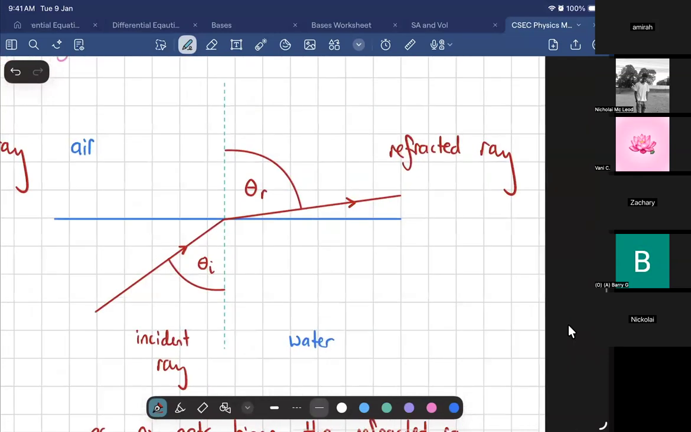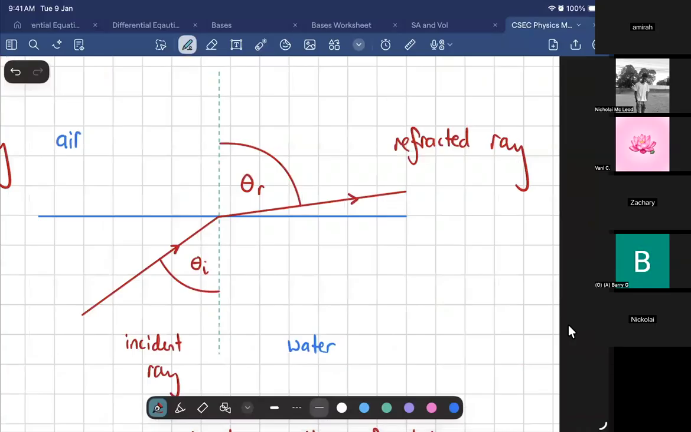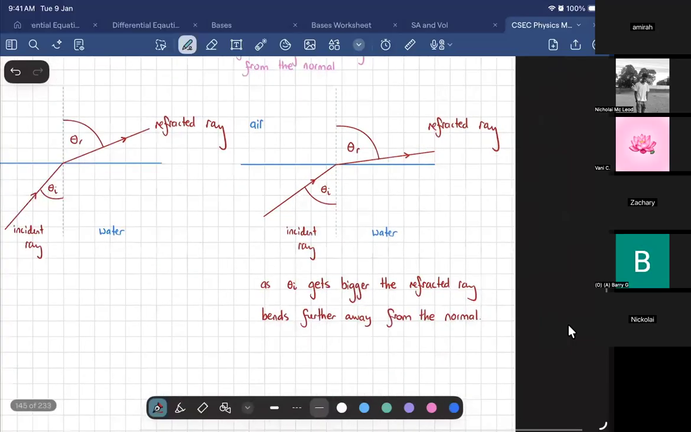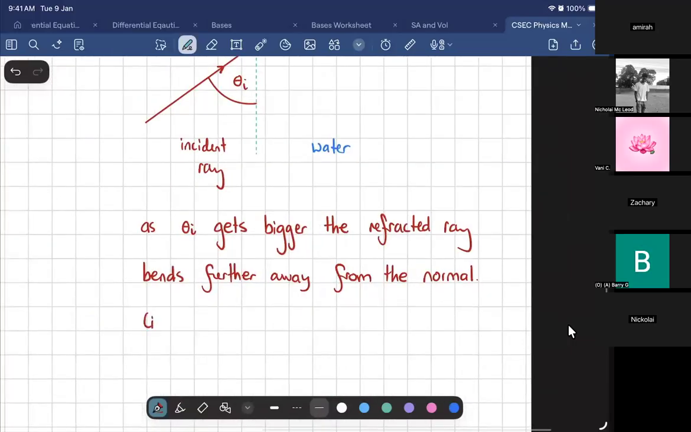Zachary, if you look at the refracted ray, it looks like it is approaching the what? What is it approaching? The boundary line, sir. Right. It is starting to approach the boundary line. Cool.